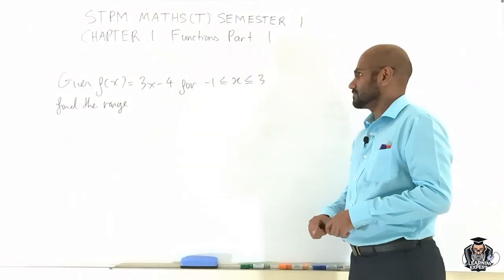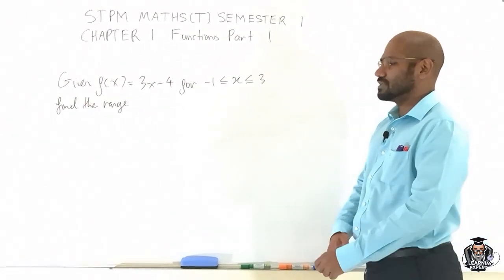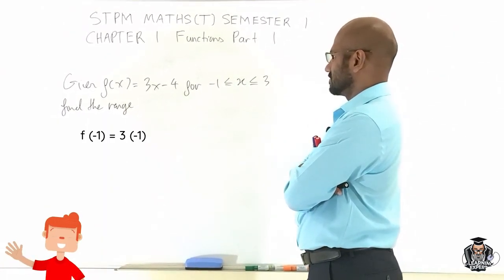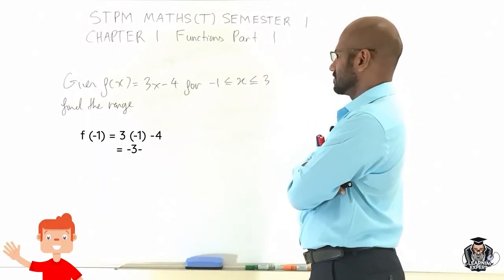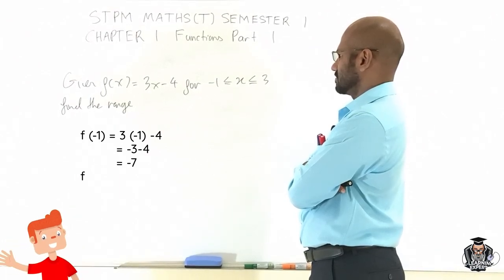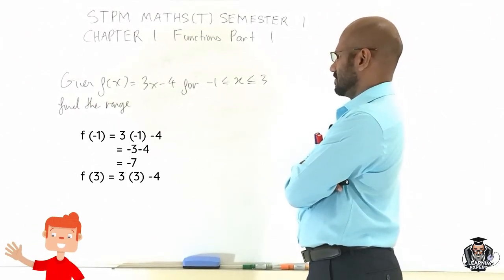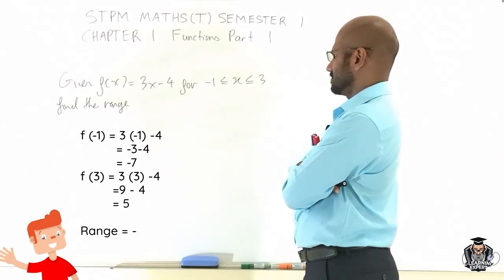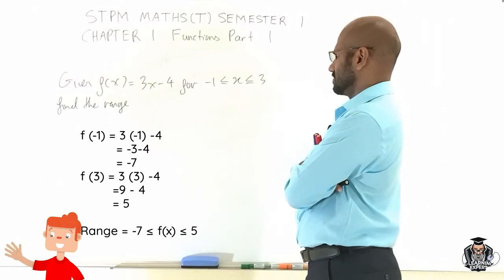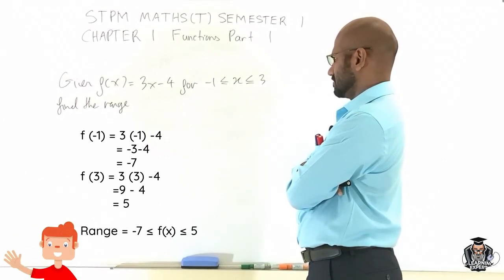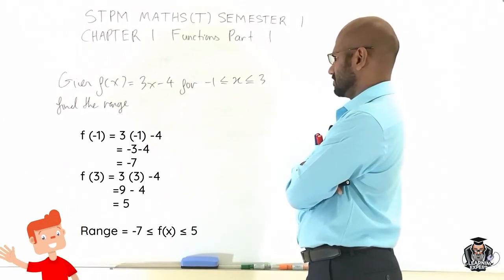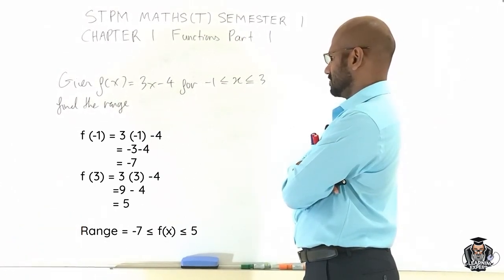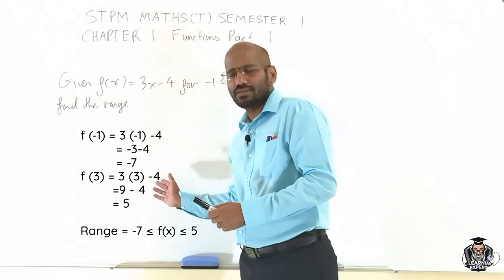John Doe, come up. Try and solve this question. f(-1) equals 3(-1) minus 4 equals -3 minus 4 equals -7. Okay. f(3) equals 3(3) minus 4 equals 9 minus 4 equals 5. Range: -7 is less than or equal to f(x), which is less than or equal to 5. Well done, that's it. So that's going to be the solution.